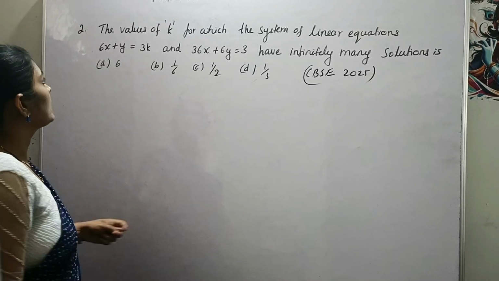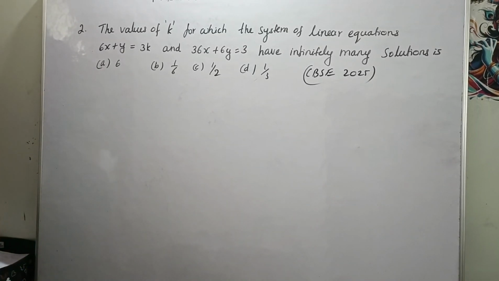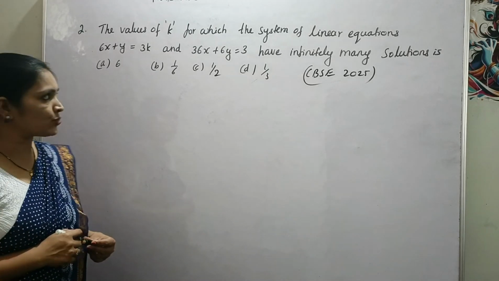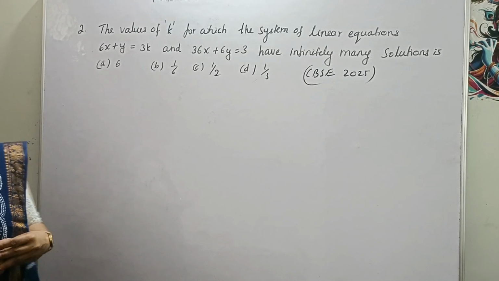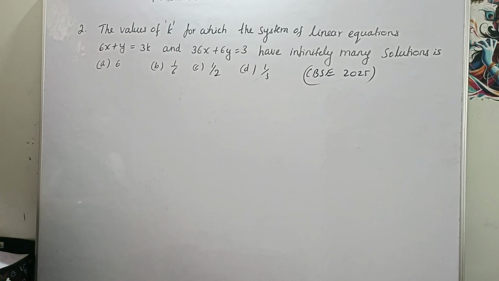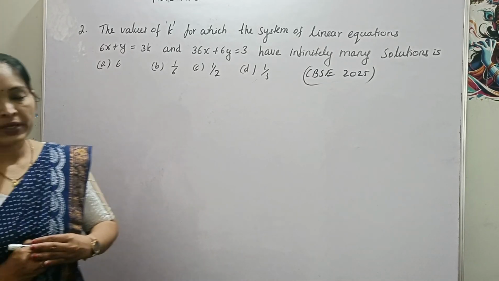Next question. The values of k for which the system of linear equations 6x plus y is equal to 3k and 36x plus 6y is equal to 3 have infinitely many solutions is dash. Options 6, 1 by 6, 1 by 2, 1 by 3.